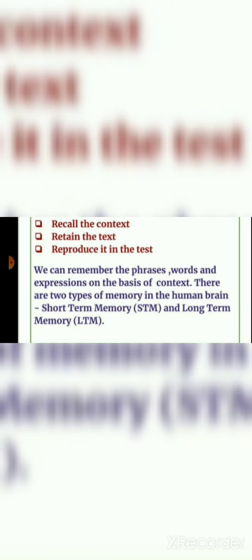There are 2 types of memory in the human brain: STM, LTM, short-term memory, long-term memory. Only repetition will make you transfer your short-term memory content to the long-term memory. You need to repeat the things.